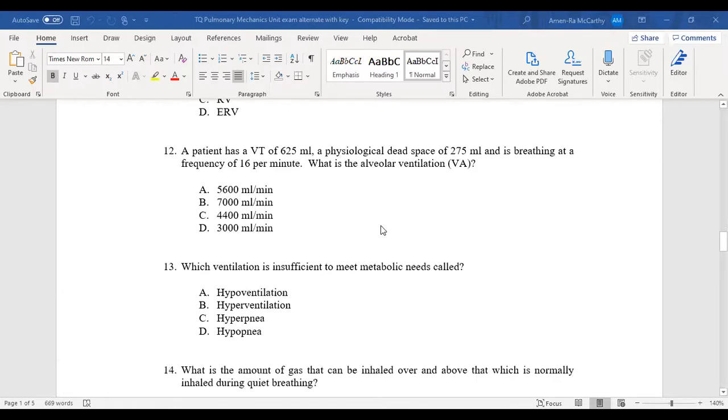All right, here's a calculation. A patient has a tidal volume of 625 mLs and a dead space of 275 mLs and is breathing at a frequency of 16 times per minute. What is his alveolar minute ventilation? Try not to use your stuff if you can, because you won't be able to use it tomorrow.